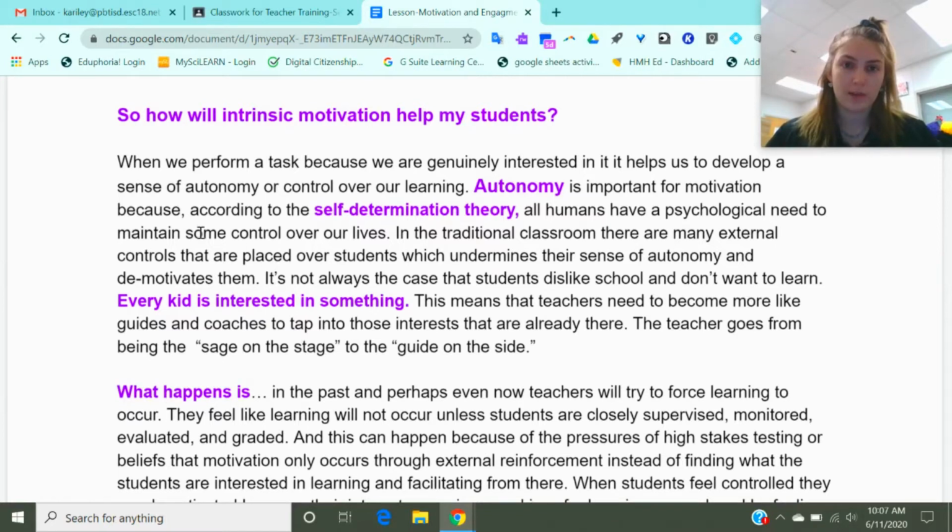When we perform a task because we are genuinely interested in it, that's when I want you to think back to something that you are genuinely interested in, something where it wouldn't matter if you got paid or if you didn't get paid, you would do it anyway. But I think, even if we didn't get paid to work, most of us would still do something. Okay. So this helps us develop a sense of autonomy or control over our learning.